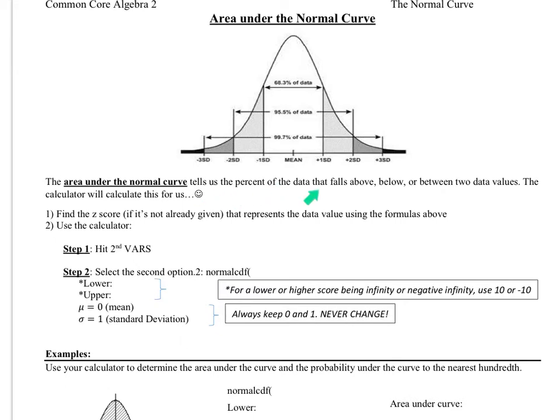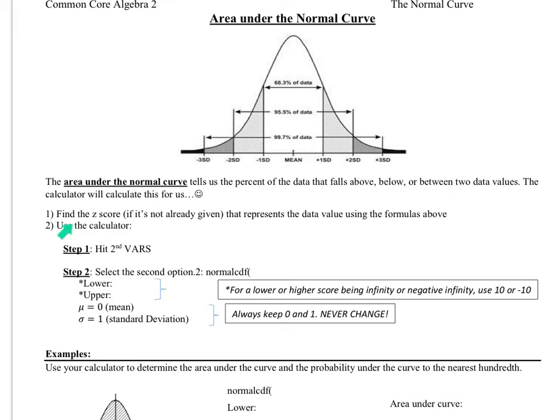So it tells us the percent of the data that falls above or below two data values. So two data values, like let's say between negative two standard deviations and positive two standard deviations. If we do that, approximately 95.5% of the data falls there, if it's a normal curve. So almost 96% of the people fall within those two standard deviations.